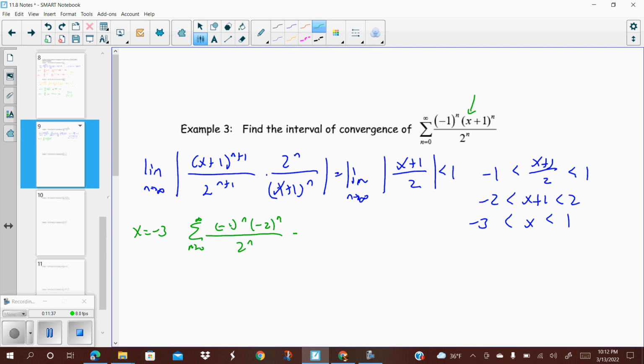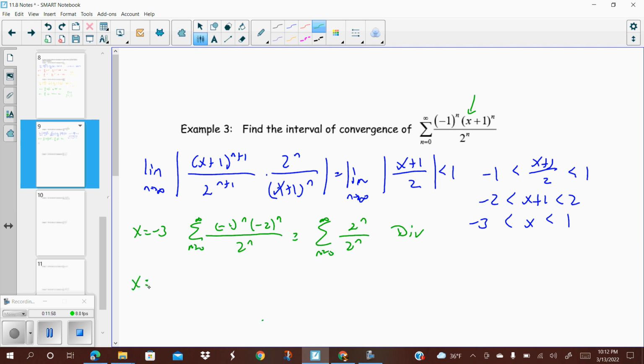So ultimately what that gives me is a series. The numerator just becomes a positive 2 to the n, and the denominator becomes a positive 2 to the n. So that's just the series of 1, which means I'm adding up an infinite number of 1s, which means that that is divergent.